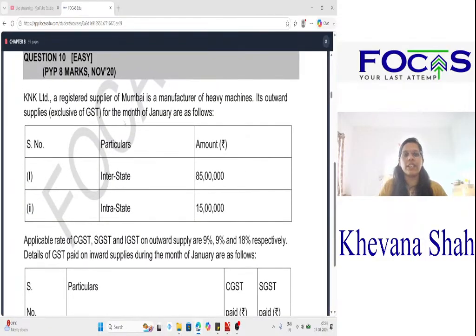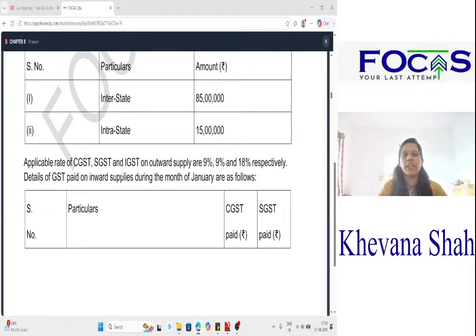K&K Limited, a registered supplier of Mumbai, is a manufacturer of heavy machines. Its outward supply, exclusive of GST, for the month of January is as follows: intrastate supply 85 lakhs and interstate supply 15 lakhs. The applicable rates of CGST, SGST and IGST on outward supply are 9%, 9% and 18% respectively.